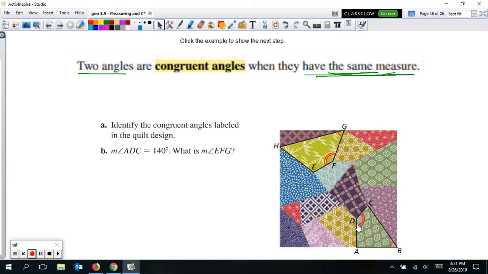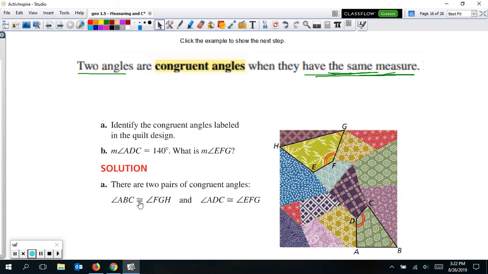And so that's right. It's saying here, if you know the measure of angle ADC is 140, so ADC, if you look at where ADC is, that's this one here, then what's the measure of EFG? So EFG is this one, so since those have the same marks, they're congruent, we know it's the same thing, so it's also 140. And there's the congruent symbols again with the angles, but we would say that yes, they're congruent. Two pairs of congruent angles.